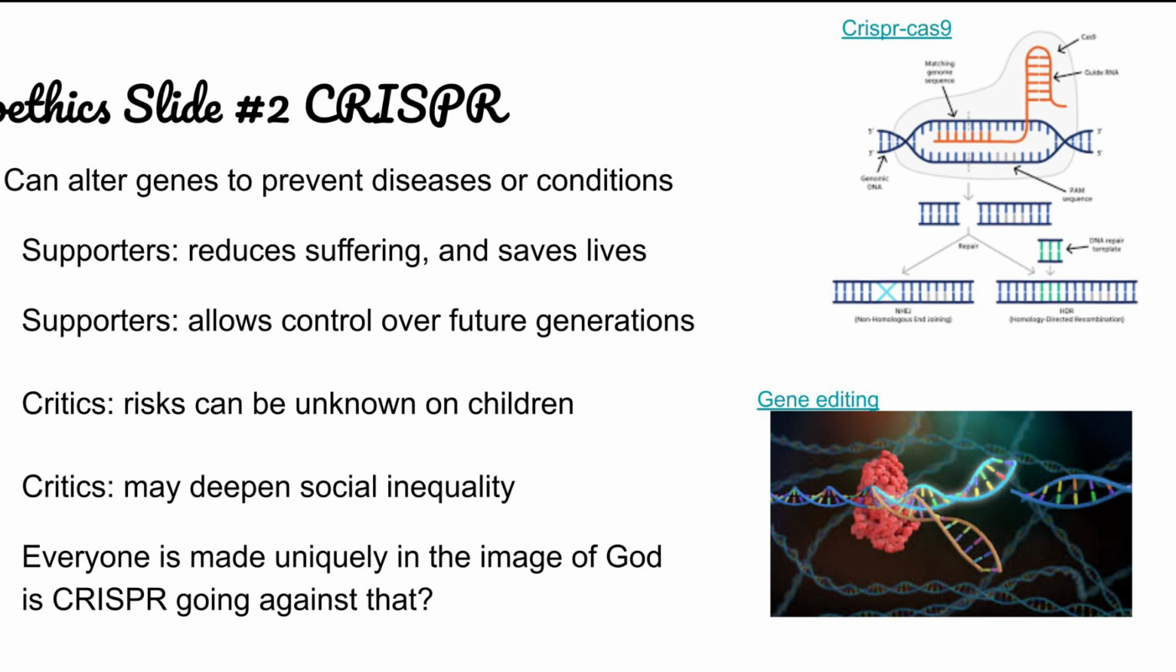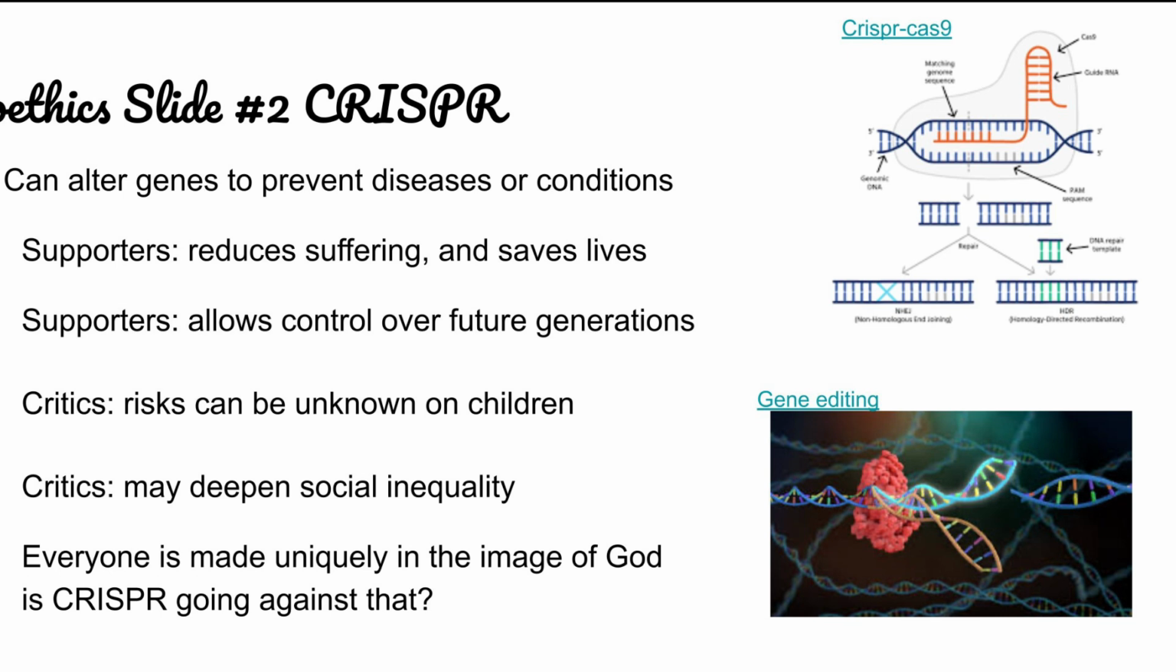CRISPR is a powerful gene editing tool that allows us to change DNA to prevent genetic diseases or conditions, offering the potential to reduce suffering and save lives. Supporters see it as a breakthrough that not only treats illnesses, but also gives parents the ability to protect future generations from inherited disorders. However, critics raise serious concerns.